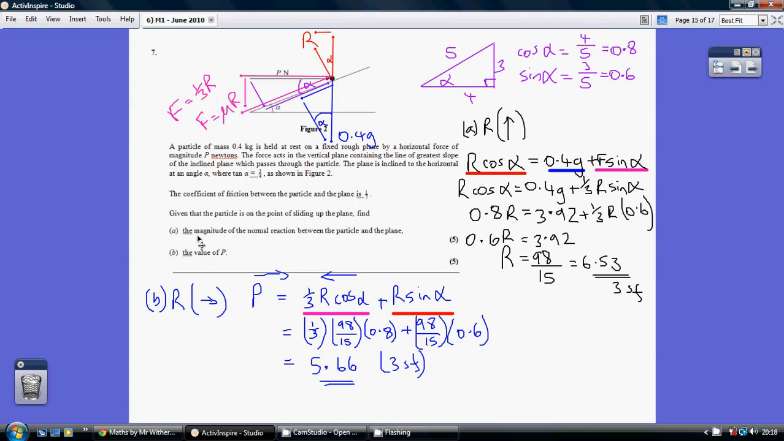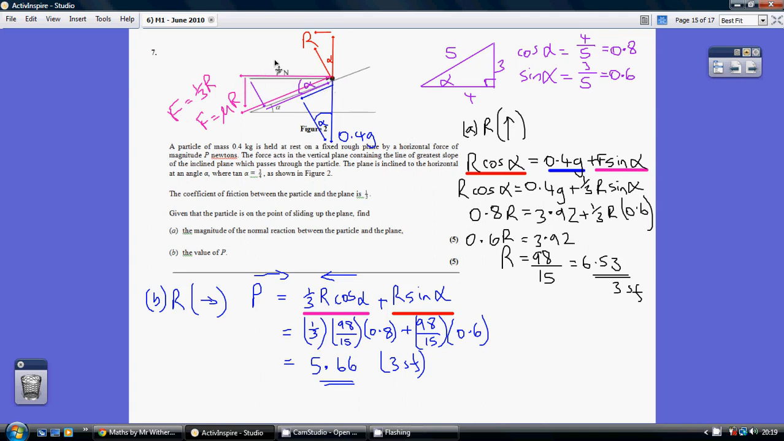Now, for part A, we're being asked to work out the size of the normal reaction. Now, we do not know what P is, so we're going to have to eliminate P, or otherwise this is just not going to be solvable. So we can't do our usual of resolving perpendicular to the plane, because a part of P would be coming into play. So we're going to have to choose to resolve straight up, because P is normal to that. It's at 90 degrees to that, so it does not apply.